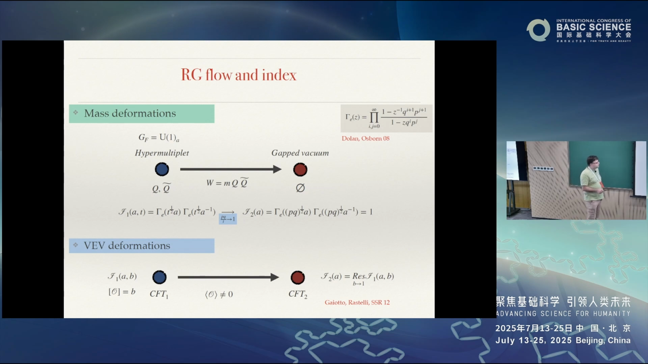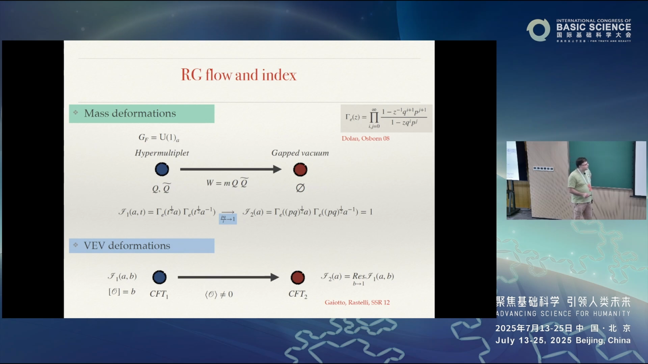So when you turn on this mass deformation, you break U1R symmetry. So you set this combination of fugacities PQ over T to be equal to 1. And then in this index, you simply plug PQ over T equal to 1 in these expressions, and you get this expression for the index. And magically, this infinite product cancels out between these two elliptic gamma functions, and you get exactly something equal to 1. So this is how the index is invariant under renormalization group flows.